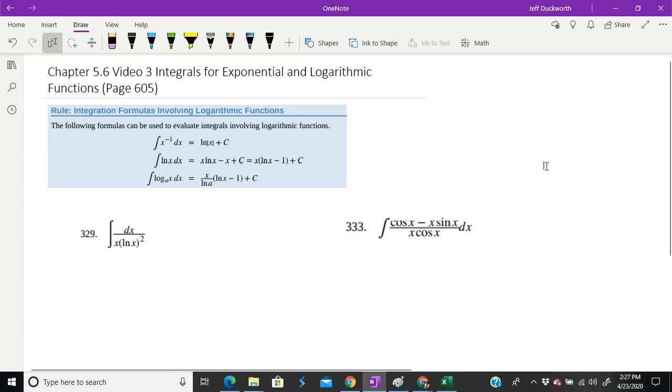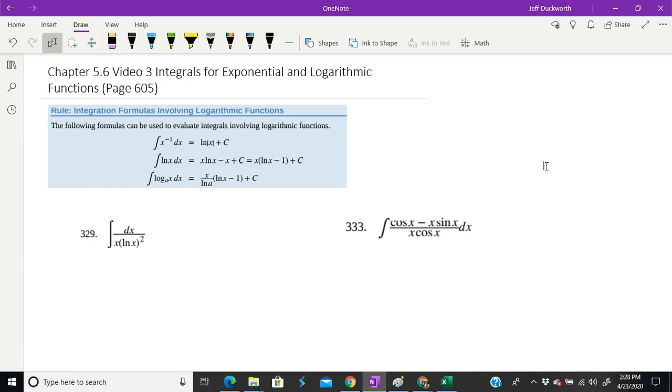All right, so the other part of chapter 5.6 dealt with the logarithmic functions. I have the three integration formulas for the given chapter. However, really, we're only going to be using the top one. So I will deal with that.